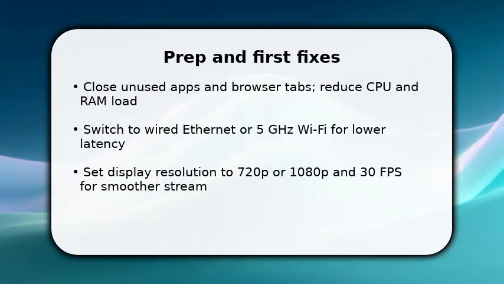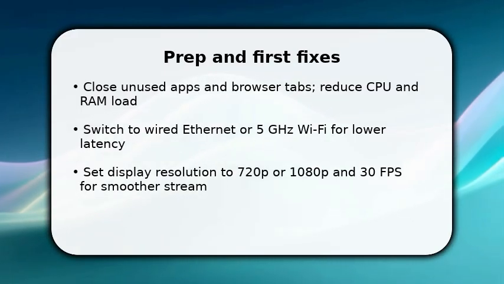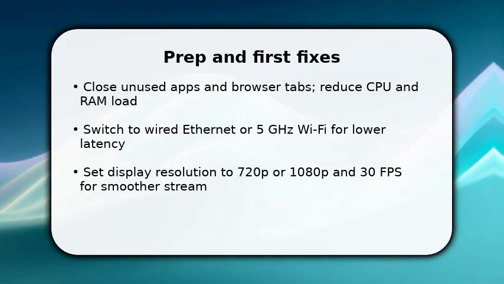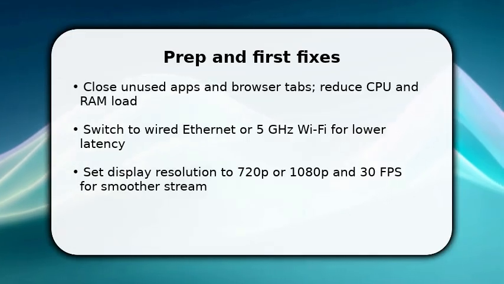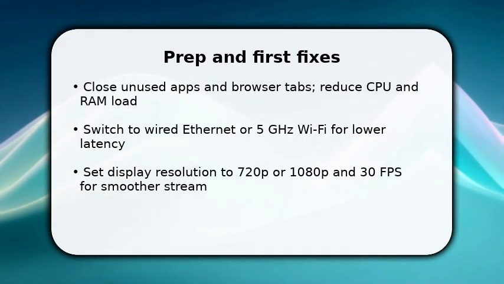You begin by removing background work that steals CPU and RAM. First, quit heavy apps and browser tabs. This frees resources immediately. Once done, connect via Ethernet or 5 GHz Wi-Fi to cut packet delay.